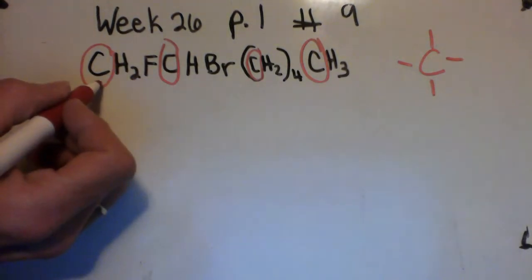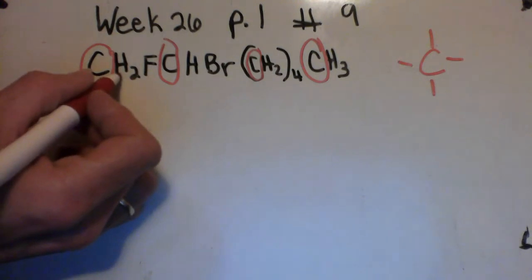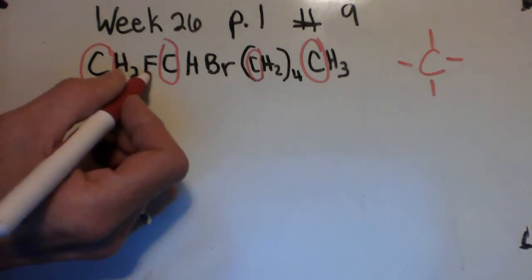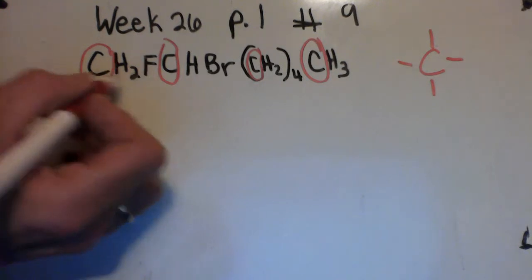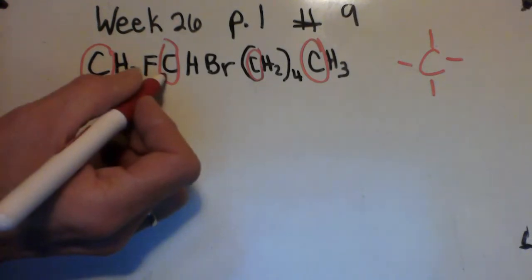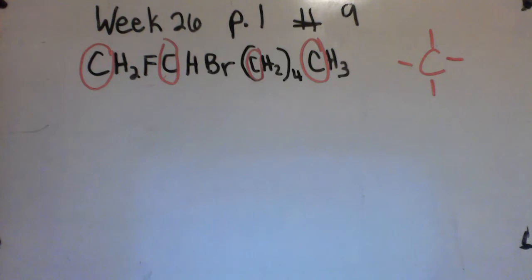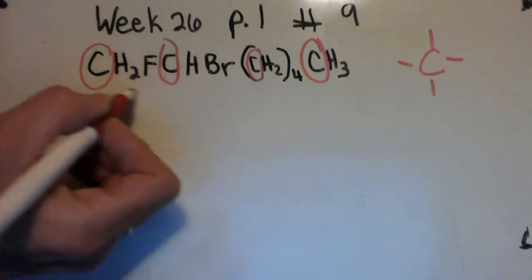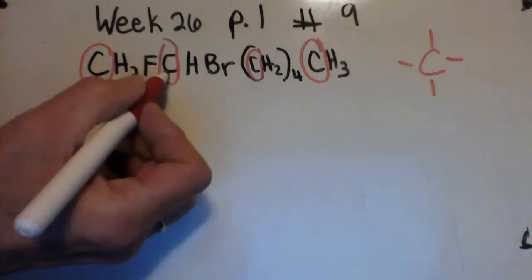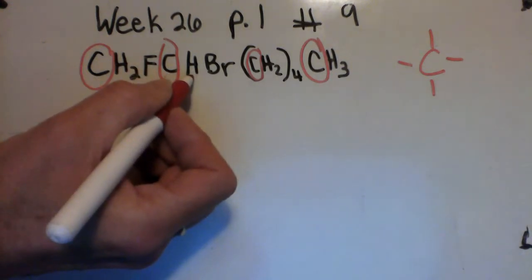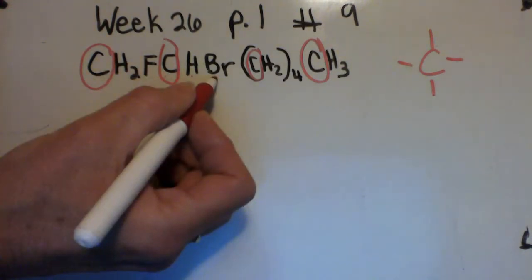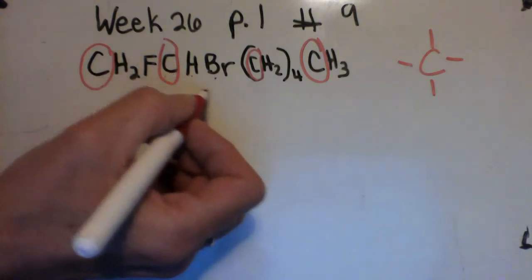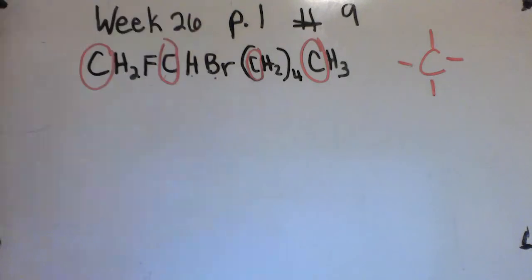This particular carbon is going to bond to 2 hydrogen, that makes 2 bonds. It's also going to bond to fluorine, that makes 3 bonds, and it's going to bond to the carbon that's next to it, that makes 4 bonds. This carbon here is going to bond to this particular carbon. It's going to also bond to this hydrogen and this bromine. That's 1, 2, 3, and then it's going to bond to the carbon on the other side of it for 4 bonds.